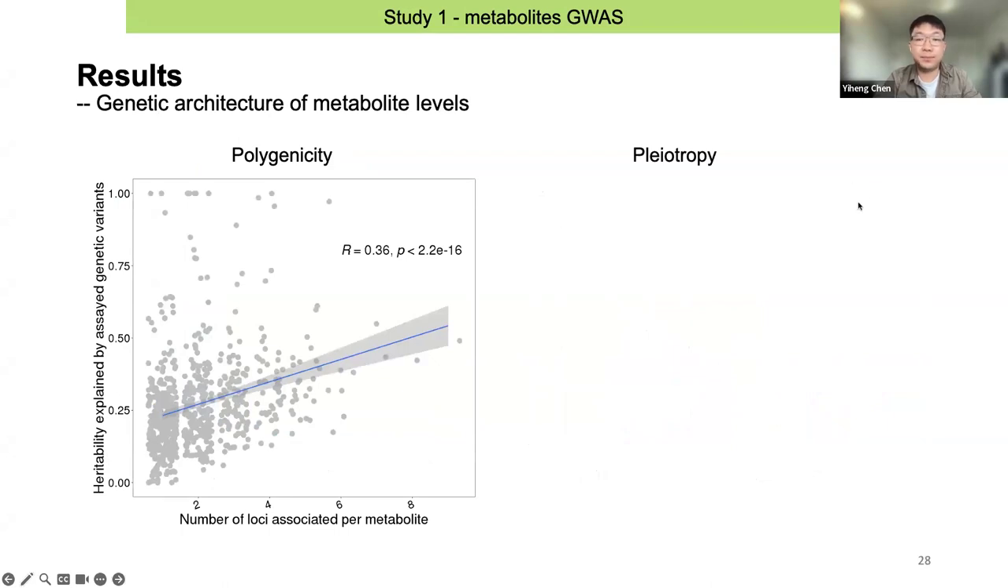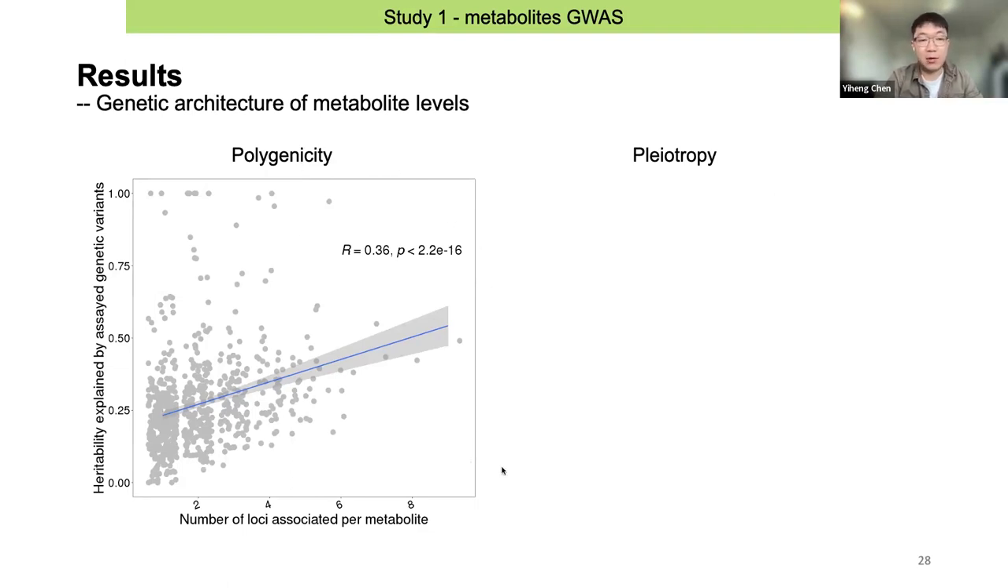So, the last two features related to genetic architecture I want to talk about here are polygenicity and pleiotropy. Polygenicity is about the number of loci associated with each metabolite. It basically tells whether a metabolite is determined by only one or two loci, or is influenced by many, many different genes. That's what polygenicity tries to reflect.